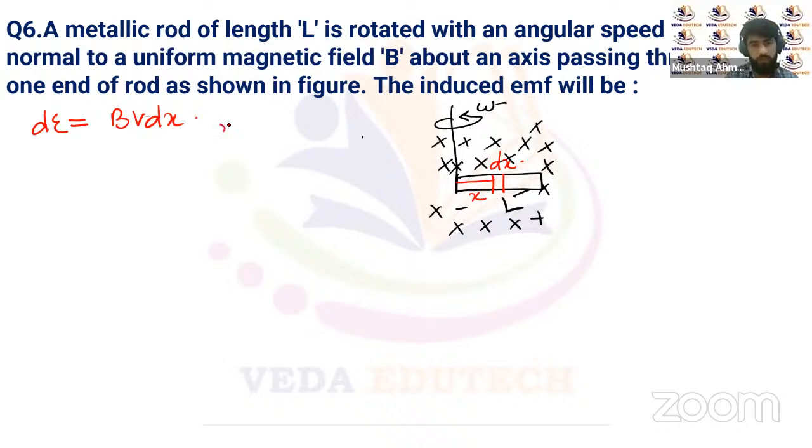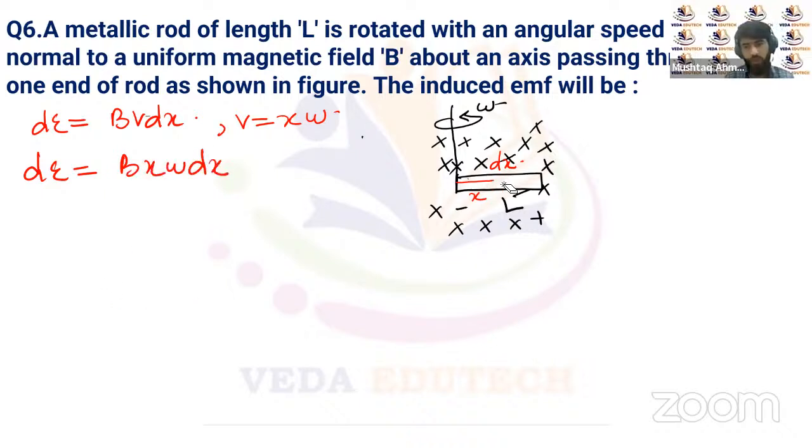Now we can use this equation: V is equal to r omega. For this particular element, V will be equal to x omega. We can substitute the value of V as x omega. So dE here has to be equal to B x omega dx. Now we will integrate it with the proper limits.